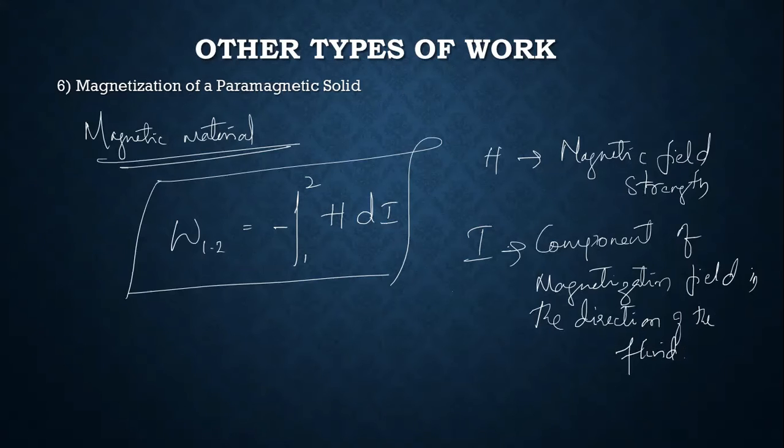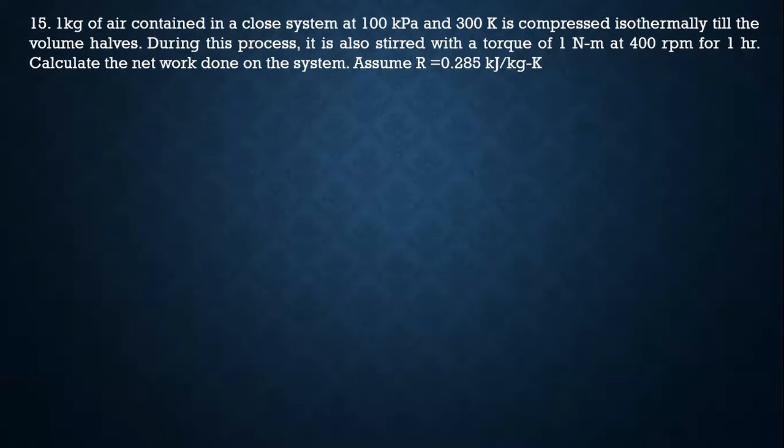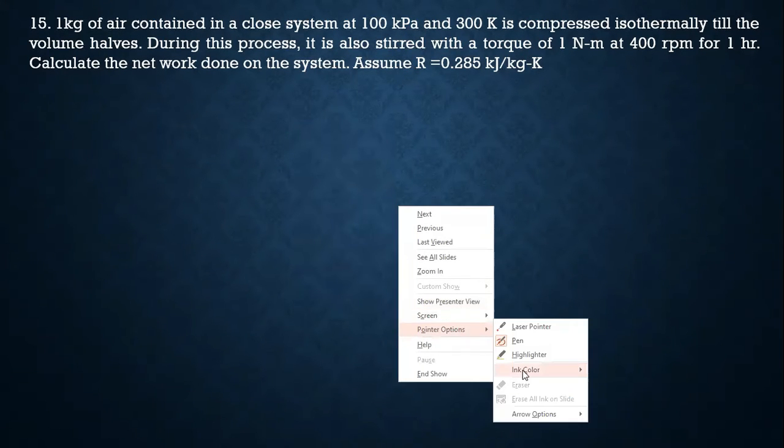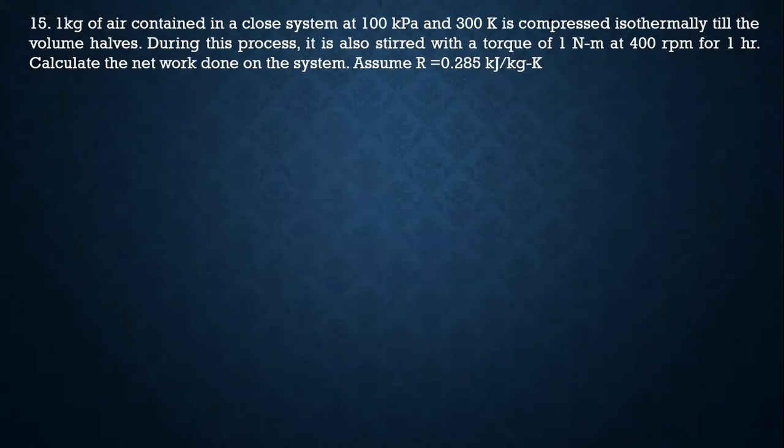1 kg of air contained in a closed system at 100 kilopascal and 300 Kelvin is compressed. Let me write it down. m is equal to 1 kg. It is contained in a closed system at 100 kilopascal, P1 is equal to 100 × 10 to the power of 3 Newton per meter square, and temperature is 300 Kelvin. Is compressed isothermally.